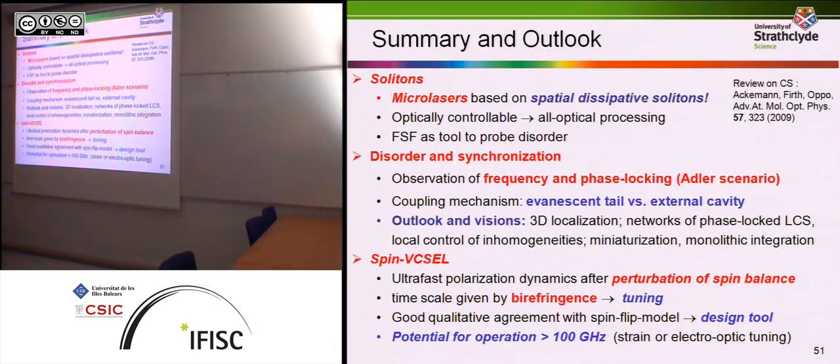For the spin pixels, we demonstrated ultra-fast polarization dynamics after spin perturbation of the spin balance. This can be tuned by birefringence, and the simulations indicate that it can operate at much higher rates, for sure larger than 100 gigahertz. Thank you.